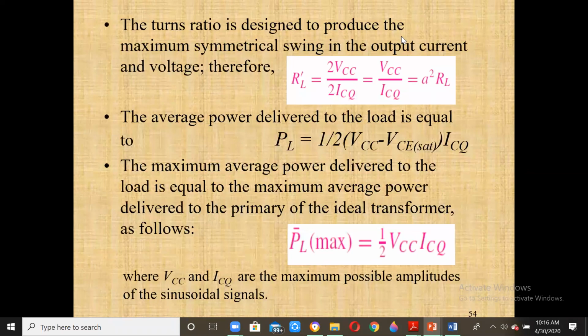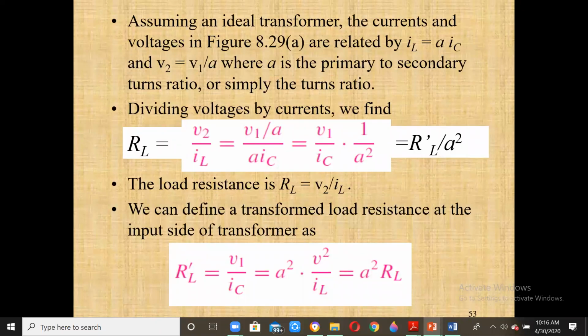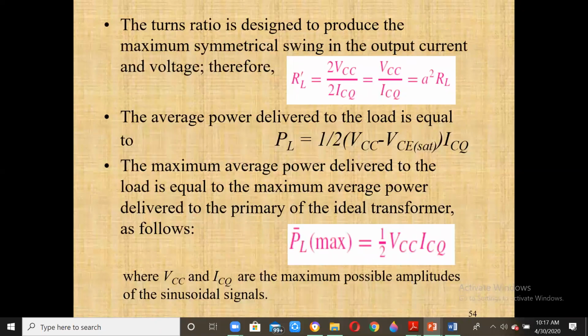The turns ratio is designed to produce the maximum symmetrical swing in the output current and voltage, and therefore we have RL dash equal to 2 VCC by 2 ICQ. This we have seen in the graph: on this side you have 2 VCC, on this side you have 2 ICQ. If you divide one by the other, you get the value of RL dash. The 2 will cancel, and we are left with VCC by ICQ, which is equal to A squared RL.